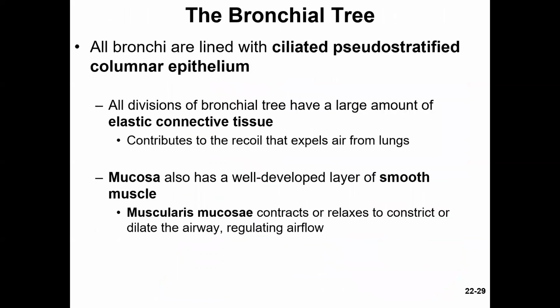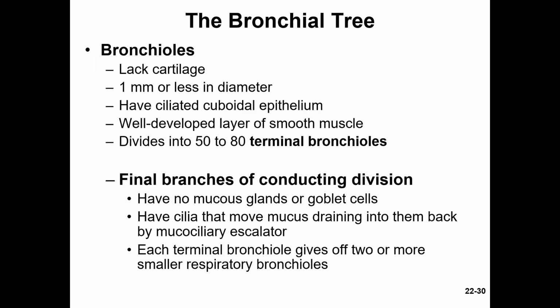The bronchial tree: all bronchi are lined with ciliated pseudostratified columnar epithelium. All divisions of the bronchial tree have a large amount of elastic connective tissue. This contributes to the recoil that expels air from the lungs. The mucosa also has a well-developed layer of smooth muscle. Muscularis mucosae contracts or relaxes to constrict or dilate the airway, regulating the airflow.